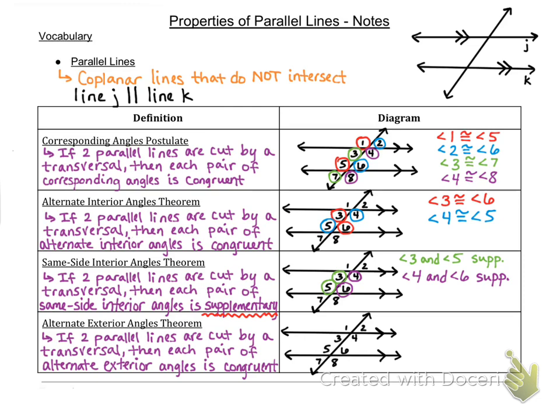So if we look at our picture to the right, we have two parallel lines cut by a transversal, and angle 1 is an alternate exterior angle with angle 8. So that means that angle 1 is congruent to angle 8. And we have one more pair, and that is angle 2 and angle 7. So angle 2 is congruent to angle 7.